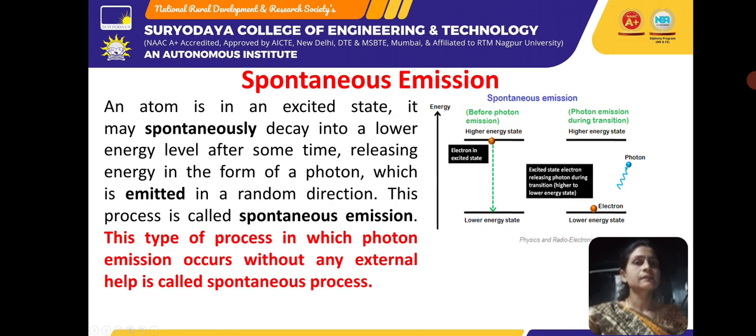Then spontaneous emission. An atom is in an excited state. It may spontaneously decay into a lower energy level after some time, releasing energy in the form of a photon, which is emitted in a random direction. This process is called spontaneous emission. This type of process in which photon emission occurs without any external help is called a spontaneous process. It means there is no need of any external agent to bring the atom down from the higher state to the lower state.